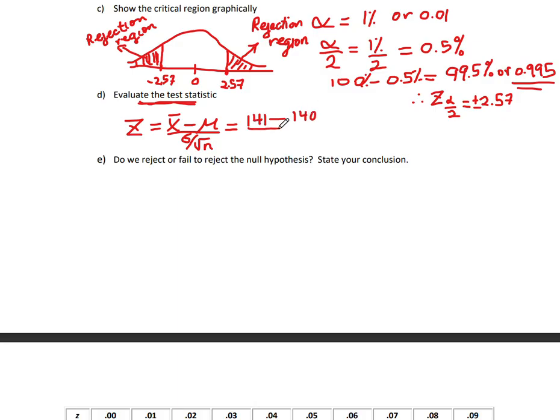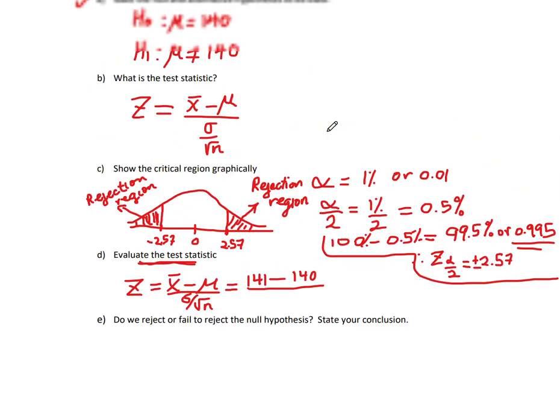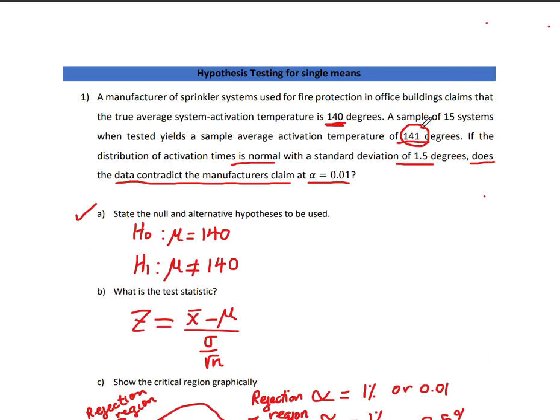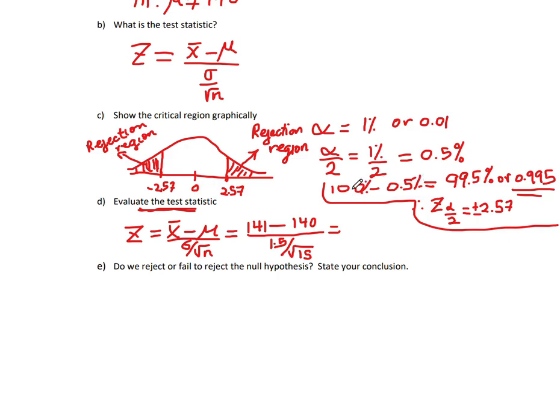And we're going to divide this by sigma, the standard deviation, which is 1.5. And we're dividing that by the square root of n, which is the number of observations here, 15. So let's simplify this now. 141 minus 140 is going to be 1. And then now we're going to divide 1.5 by the square root of 15.